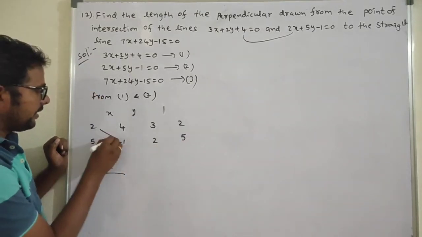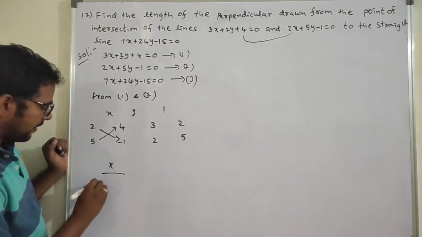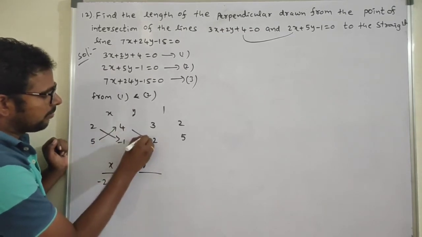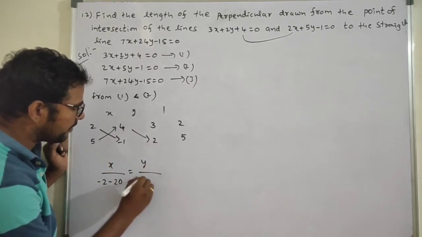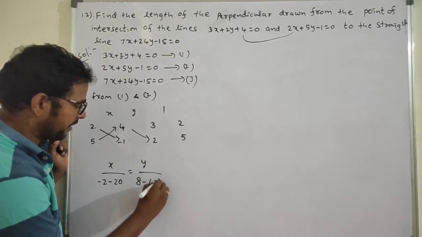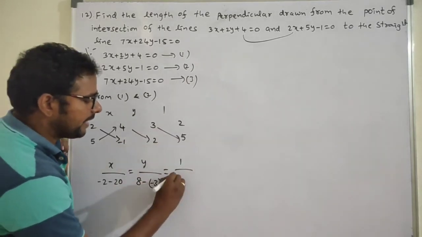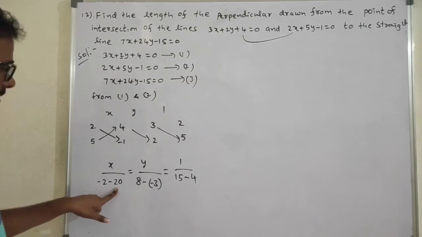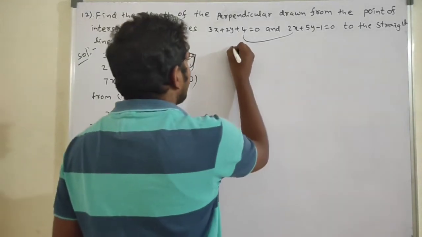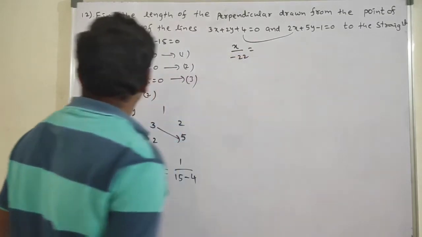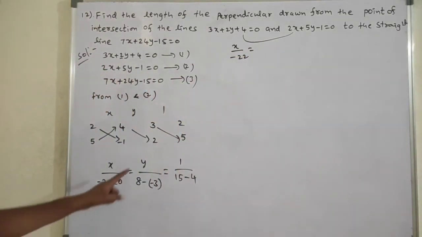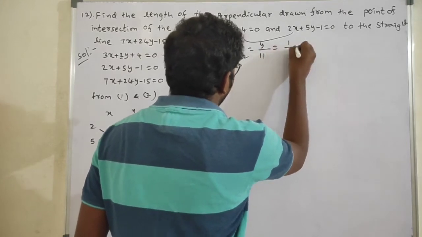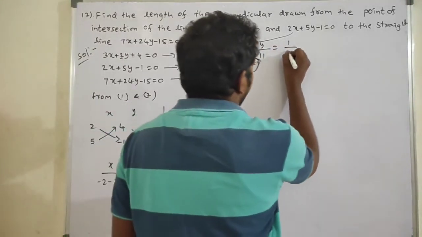x by AD minus BC: 2 into minus 1 minus 4 into 5, that is minus 2 minus 20, which is minus 22. y by: 4 into 2 is 8, minus of minus 1 into 3, minus 3, that is 8 plus 3, which is 11. 1 by: 3 into 5 is 15, minus 2 into 2 is 4, that is 11.